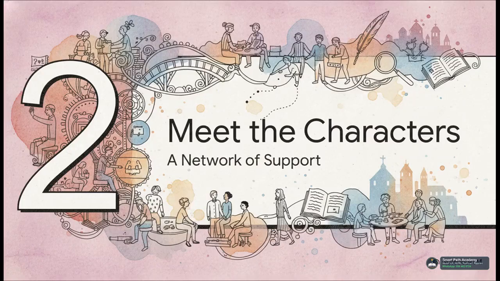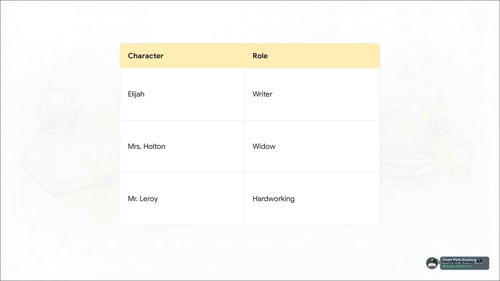Moving on to number 2, meet the characters, a network of support. All right, let's look at this character web. It shows how everyone in Buxton is connected, almost like a giant puzzle. Right in the middle, we've got Elijah. He's a young guy with a real gift for writing, and he learns that words can honor things like grief and freedom. Then there's Mrs. Holton. She's a grieving widow who hires Elijah to make a sign honoring her late husband.